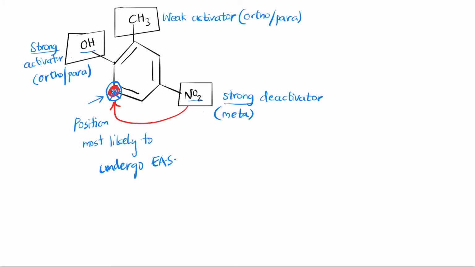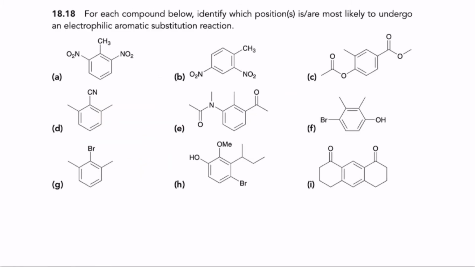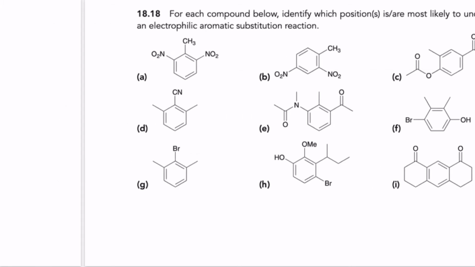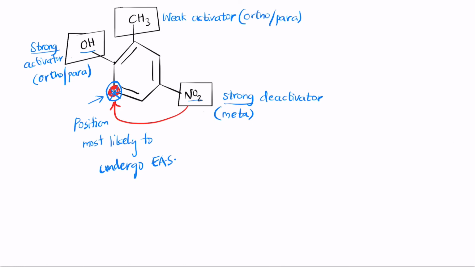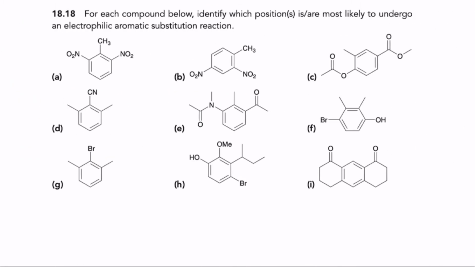Let me give you some more examples to practice. Pause the video right here and try to solve these problems. Remember that for each of them you have to determine a few things. The first is whether it's an activator or deactivator. The second is whether it is a strong, moderate or weak activator or deactivator. Finally, for the strong ones, choose the common position. The common position becomes the position where it's most likely to be aromatically substituted.